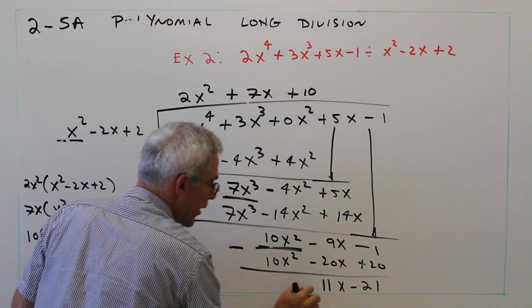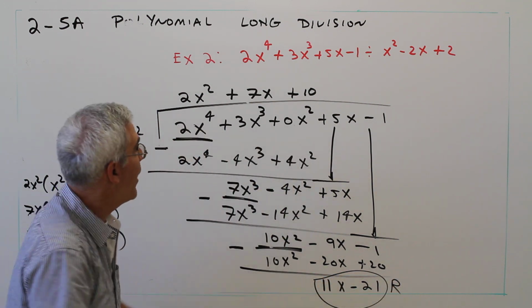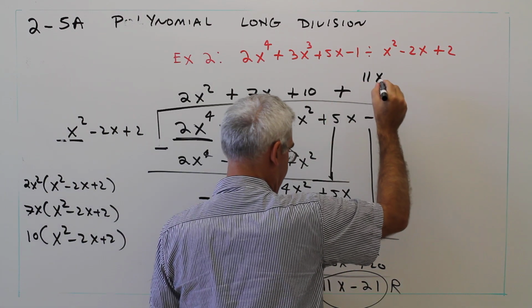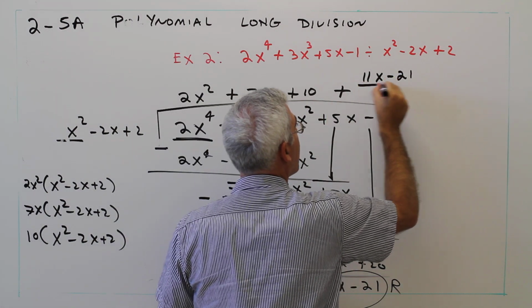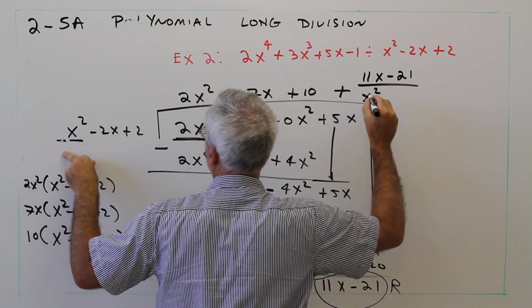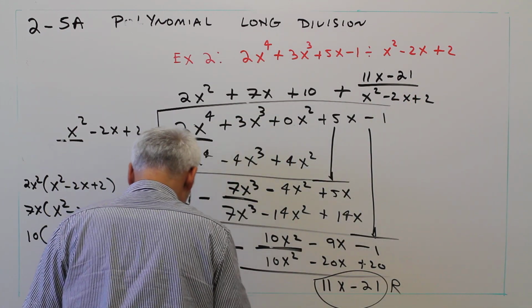X squared does not go into that. This is the remainder. So I'm going to add the remainder. Plus 11x minus 21 all over the divisor, x squared minus 2x plus 2.